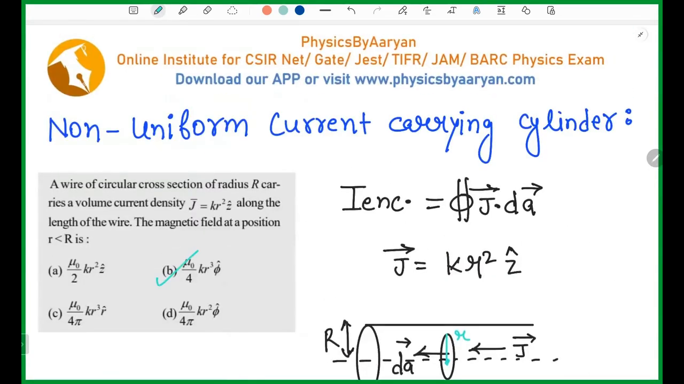So in case of non-uniform current density, all you have to do is write your current enclosed as the integral of J dot dA. That's the only difference that will come out. Okay, fine.